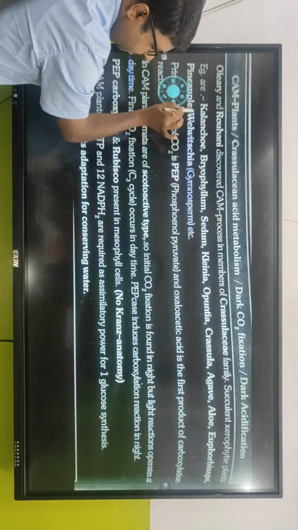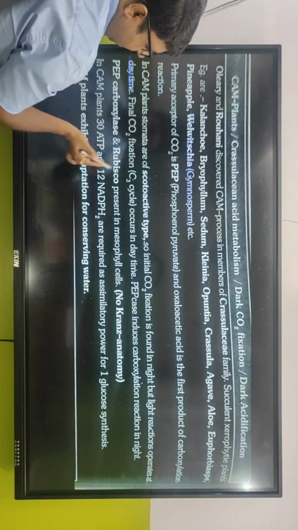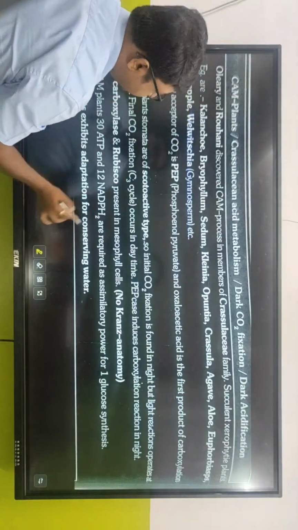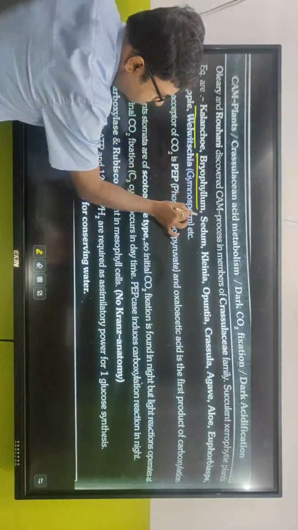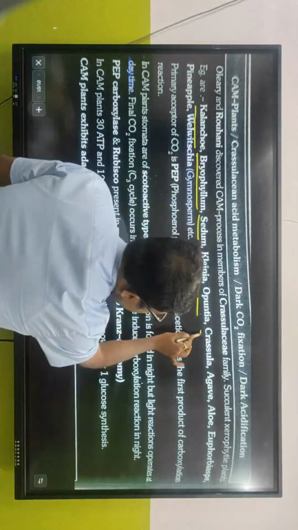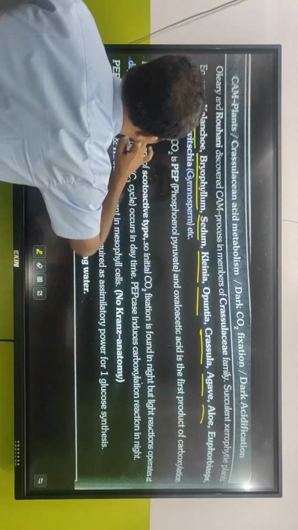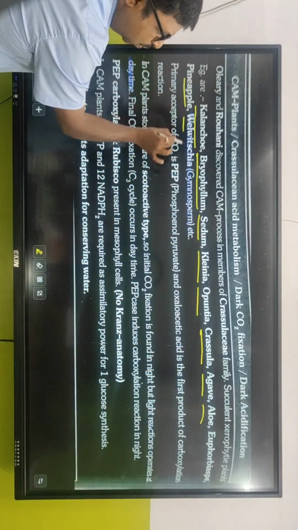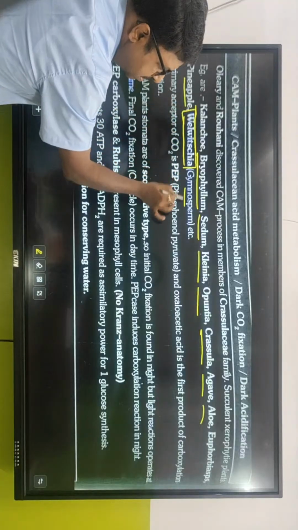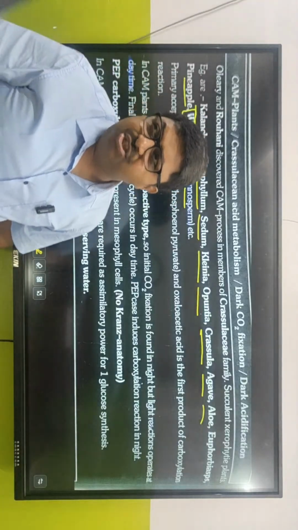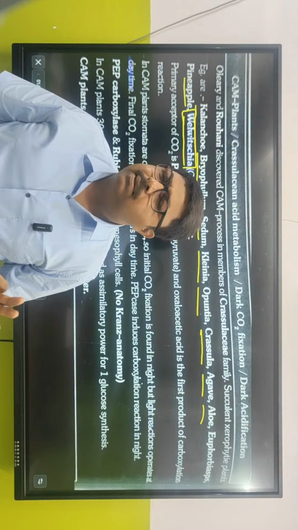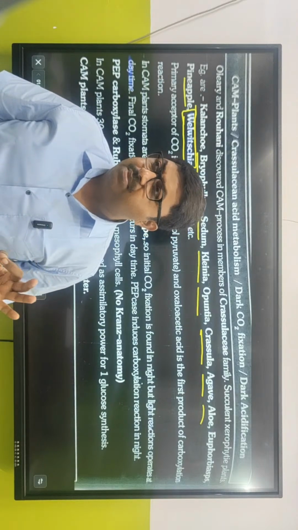Example, Kalanchoe, Bryophyllum, Sedum, Clusia, Opuntia, Crassula, Agave, Aloe, Pineapple, Welwitschia. This is a gymnosperm. Welwitschia is a gymnosperm, but still shows what? CAM pathway, because they remain in extreme conditions.